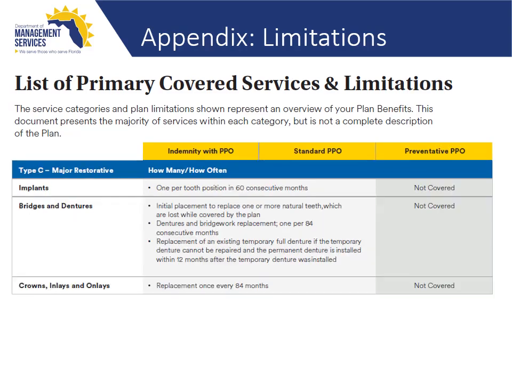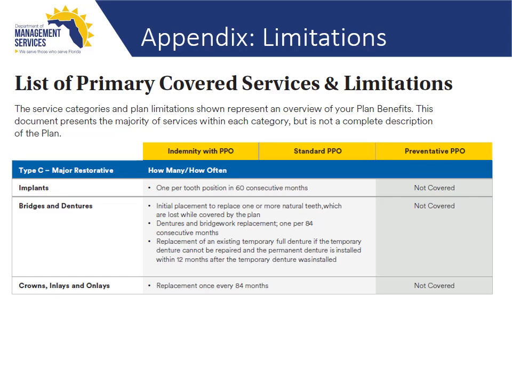The service categories and plan limitations shown represent an overview of your plan benefits. This document presents the majority of services within each category, but is not a complete description of the plan. A full list of limitations can be found in your plan certificate. You can visit www.metlife.com/stateofFL to view your specific plan certificate. Indemnity with PPO, standard PPO. Type C, major restorative, frequencies and limitations.